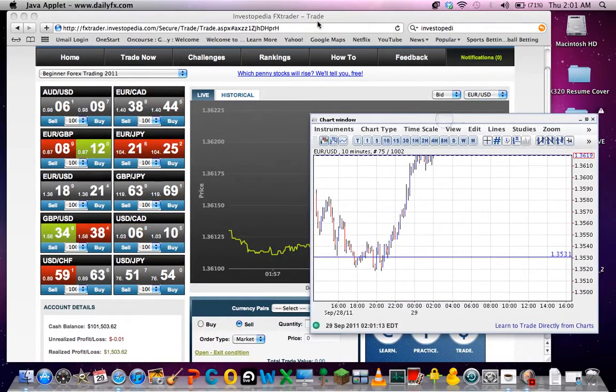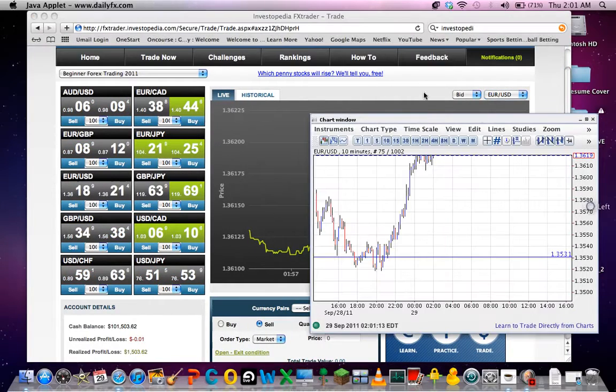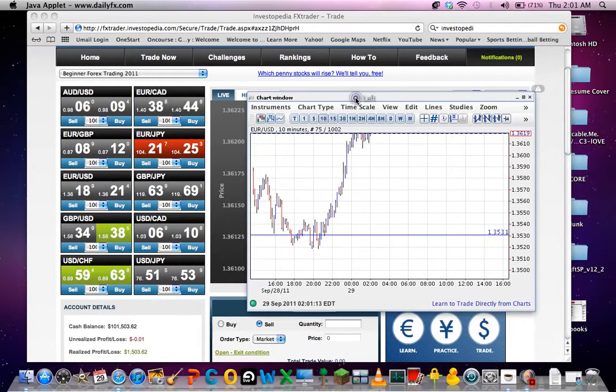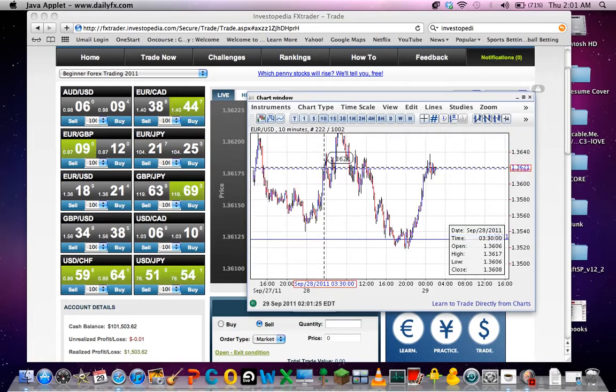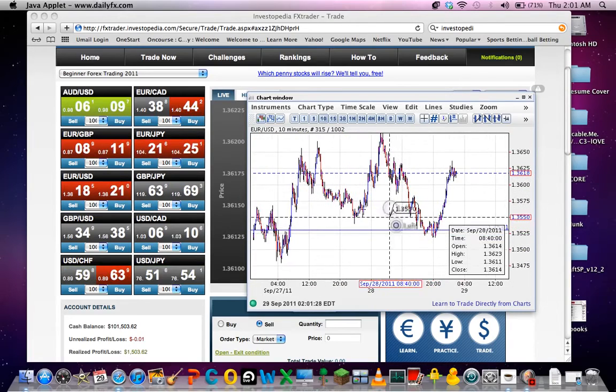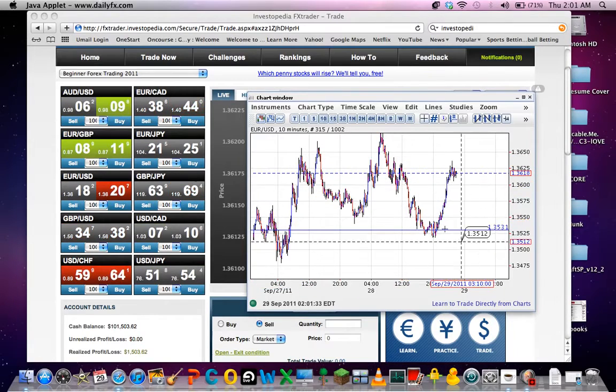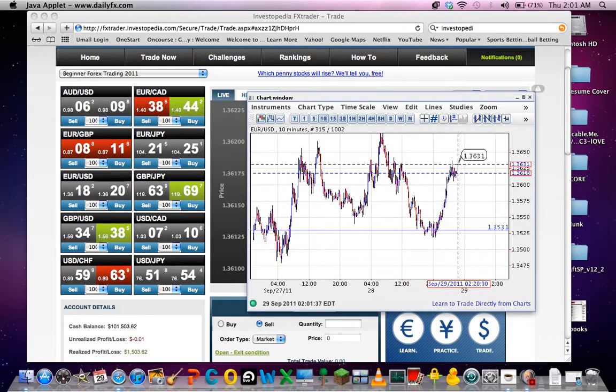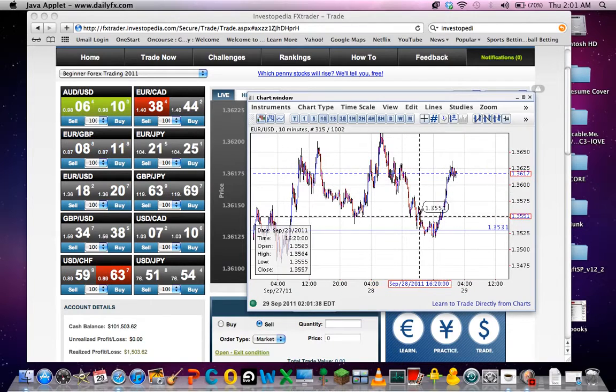You can get this for free as well. So let's look at euro to the US dollar. That's the most commonly traded pair. So here's a pretty simple trend that's going on. It's clearly going up and down, up and down, up and down. So when it's going up, the euro is appreciating against the dollar, and when it's coming down, the euro is depreciating against the dollar.